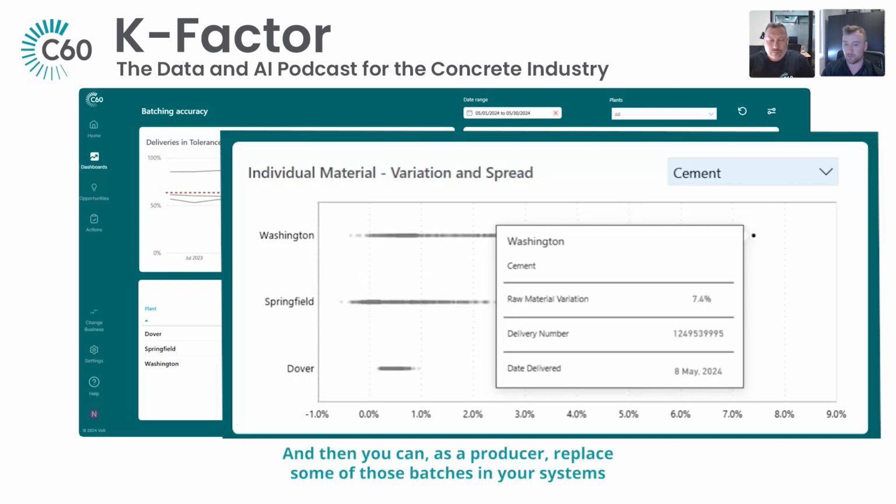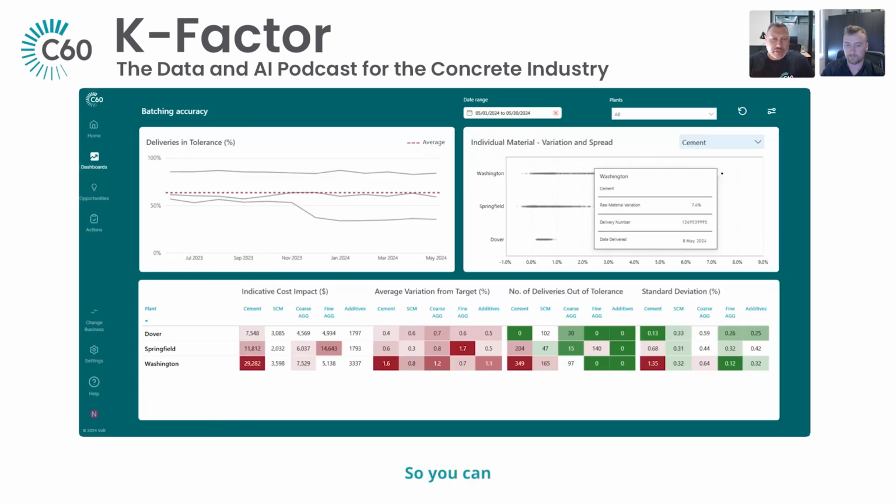And then you can, as a producer, replay some of those batches in your systems to really figure out the issue, whether it was jog time settings, maybe there was a vibrator issue or something else, whether they changed their batch operators on that day. So you can dive into the specific ticket and the specific load to help do some root cause analysis. So you can really triangulate one specific material across all of your different plants, and understand how you're performing with that one material. Did I get that right?